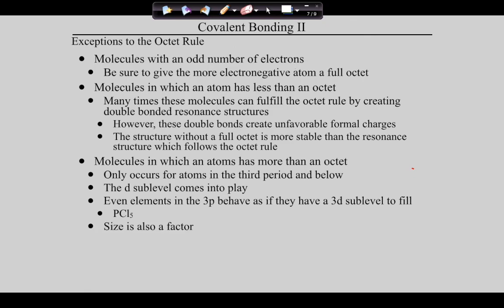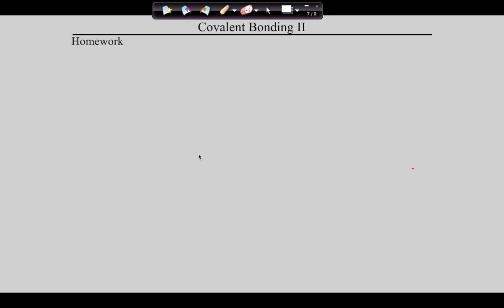So guys, you are going to do your homework for the rest of the day. Pretty straightforward homework assignment. The only thing is you will be drawing all the resonance structures for these resonance stabilized molecules. Then the KWL for chapter 9 is due next time as well. And that's where we are.